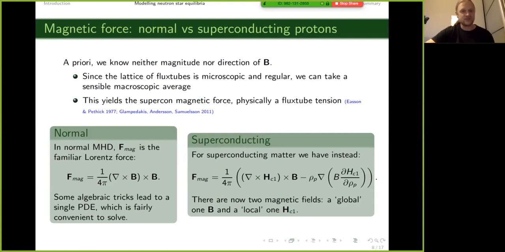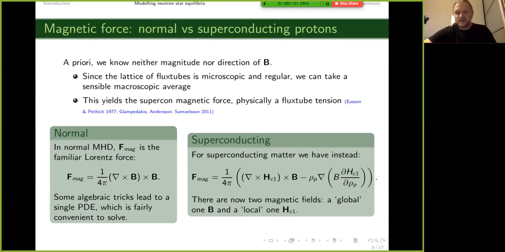So just to compare the two: on the left we see the familiar Lorentz force, and I'll show in a minute what we can do with that to actually produce equilibrium configurations. On the right is what happens if you have a type 2 superconductor. So I guess it's a bit more complicated.